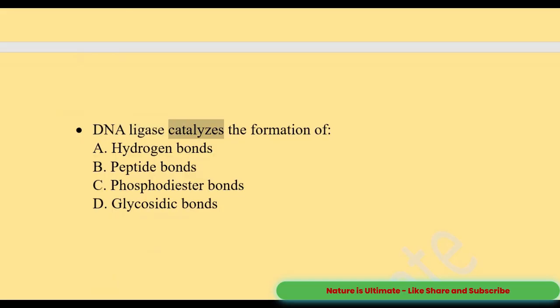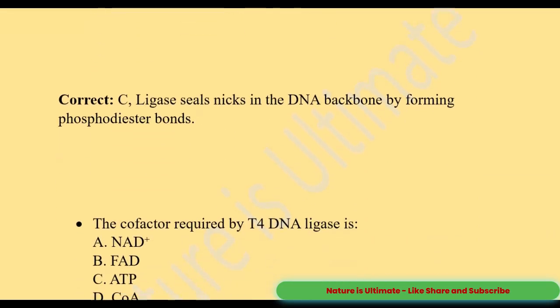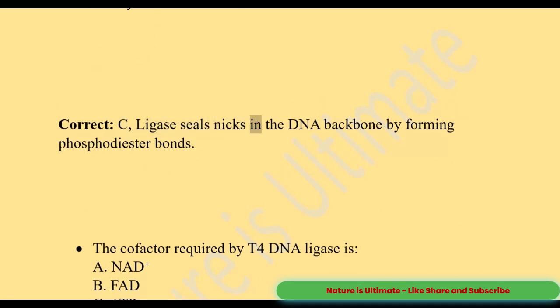DNA ligase catalyzes the formation of: A. Hydrogen bonds. B. Peptide bonds. C. Phosphodiester bonds. D. Glycosidic bonds. Correct: C. Ligase seals nicks in the DNA backbone by forming phosphodiester bonds.